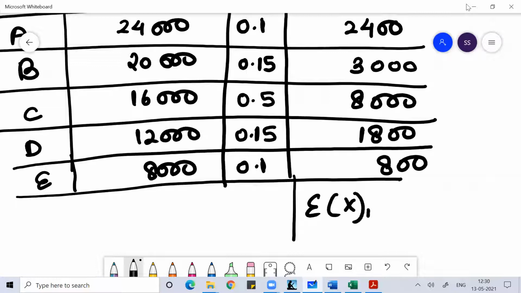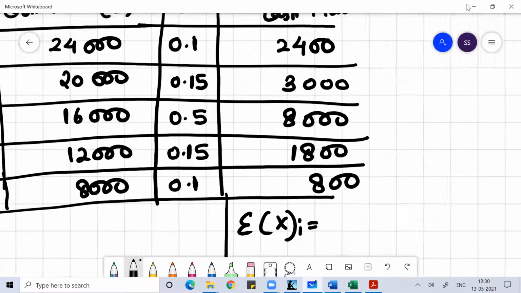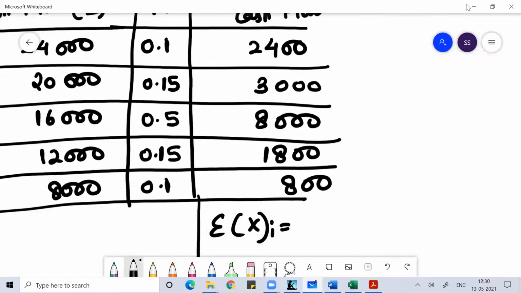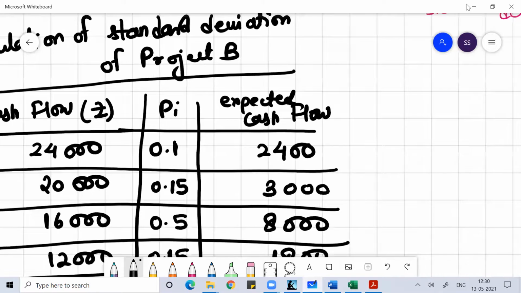Expected cash flow, I'm writing it as E(Xi), please don't mind. So the expected cash flow for project B: now you do the sum of 8 plus 8, 16, 16 plus 4, 20, and so on. So you'll get the expected cash flow here as 16,000.